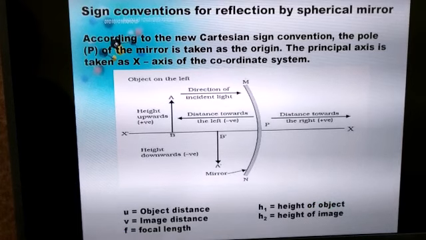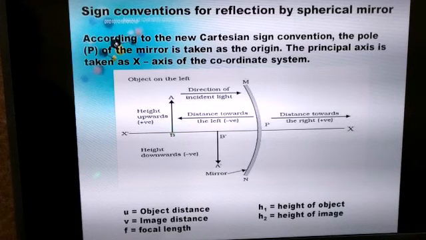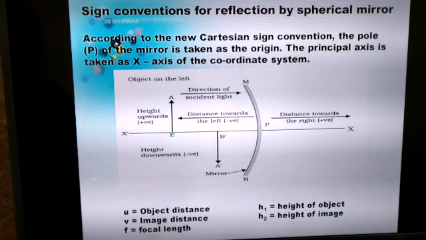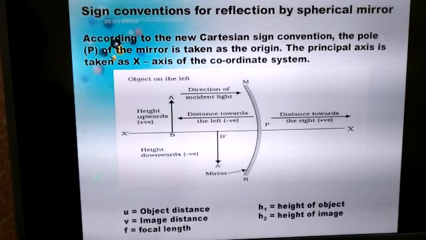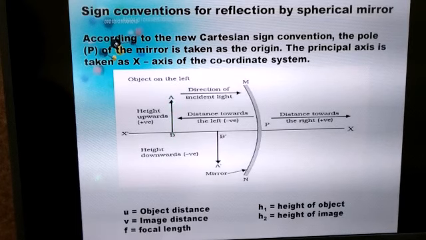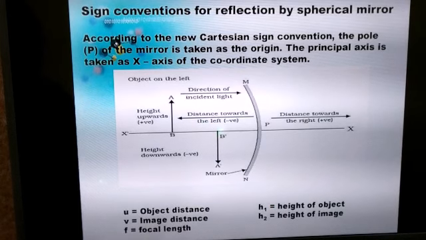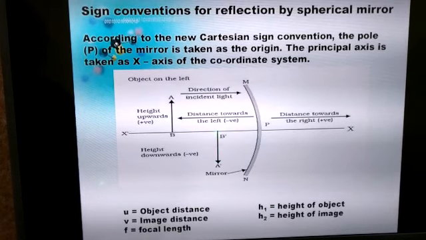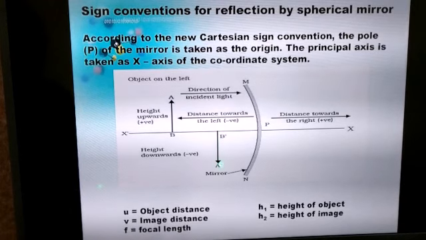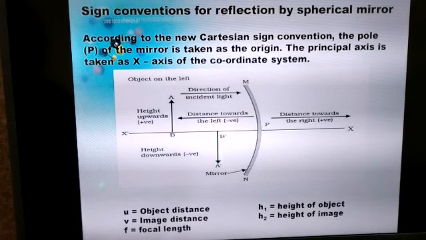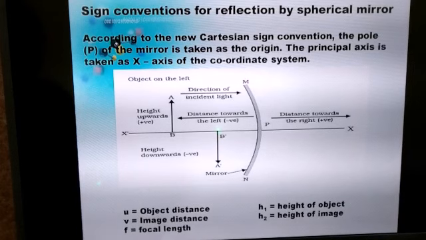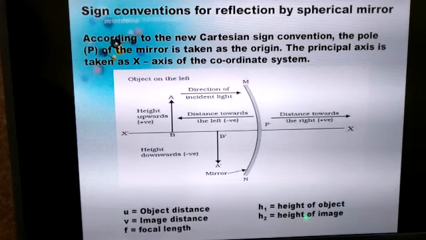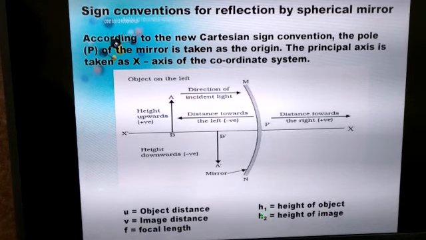Height of the object means the size of the object. If I take the size of the object from the principal axis in the upward direction, from B to A, then this size of the object is called the height of the object, which is denoted by h1. Similarly, if I take the size of the image from the principal axis to the end point of the image, from B dash to A dash, then that size is called the height of the image, which is denoted by h2.